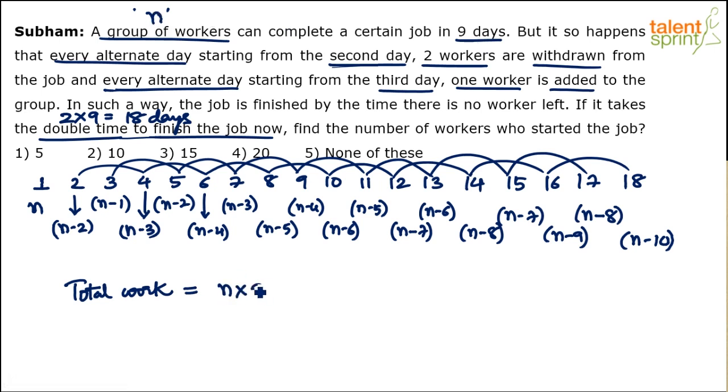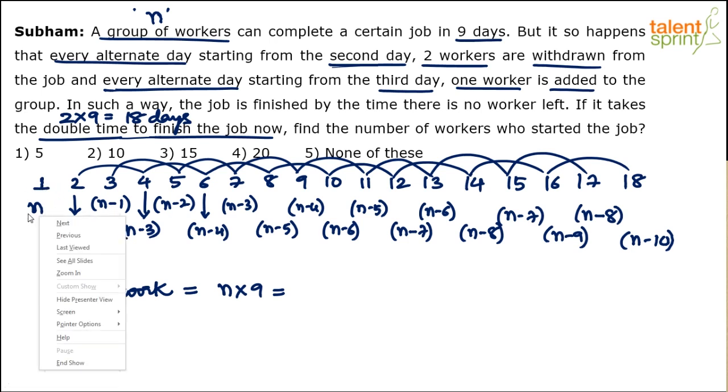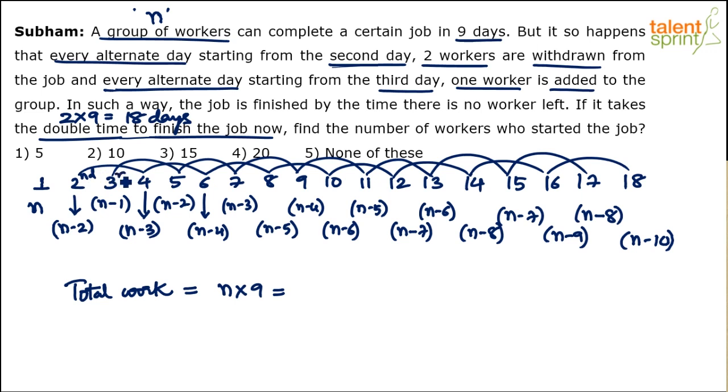N into 9, which is equal to the sum of all these: n, n minus 2, n minus 1, n minus 3, n minus 2, n minus 4, and so on. Why is it so? On first day, n workers work. On second day, n minus 2 workers. So how much work is over? N minus 2 into 1. See, this is second day, not 2 days. This is second day. This is third day. This is fourth day. Here is fifth day. This is sixth day, and so on.